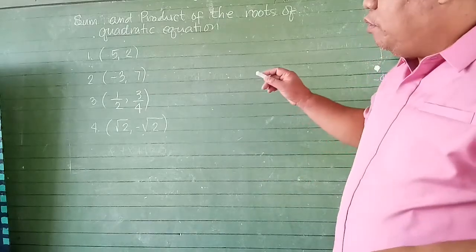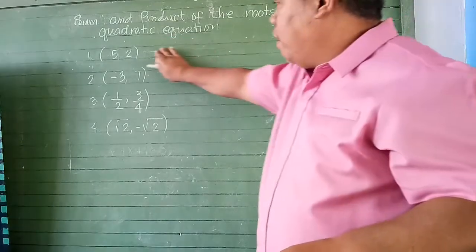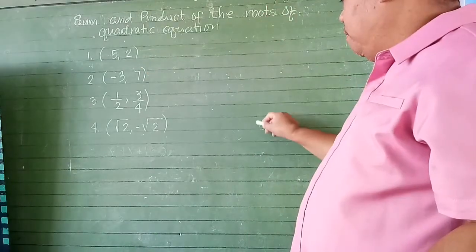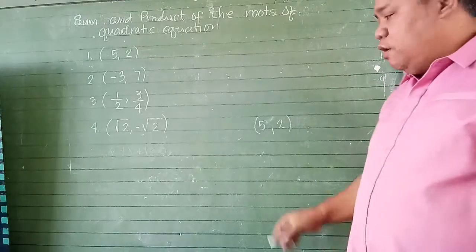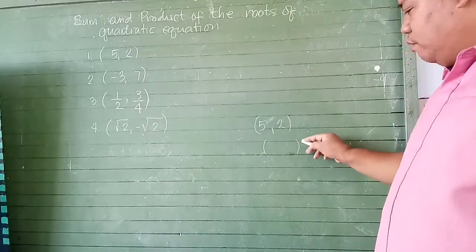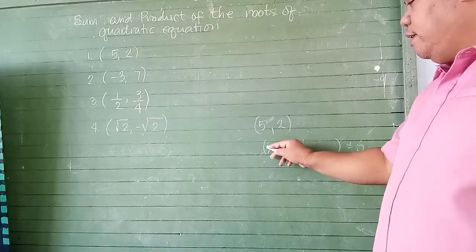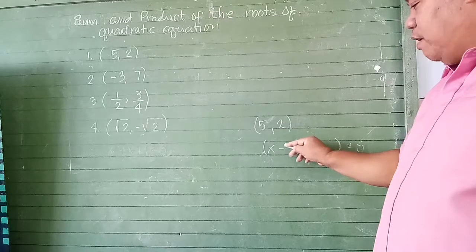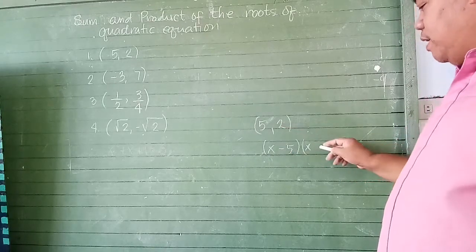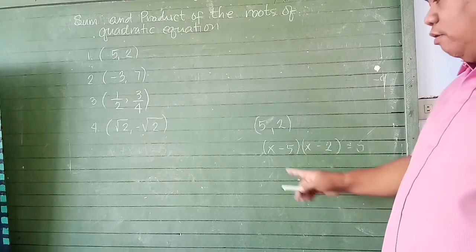So all we have to do, let's say for number 1, we're going to try to solve this equation. The roots are 5 and 2. You're going to create 2 factors here, equal to 0. Put x here and x here. Then if it is 5 here, this could be negative 5 here, and this could be negative 2 here. And then do the FOIL method.